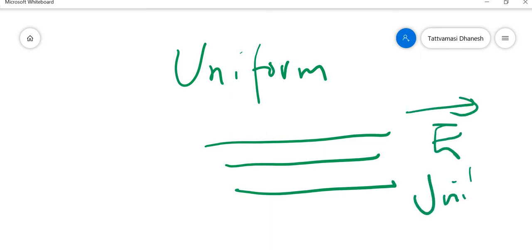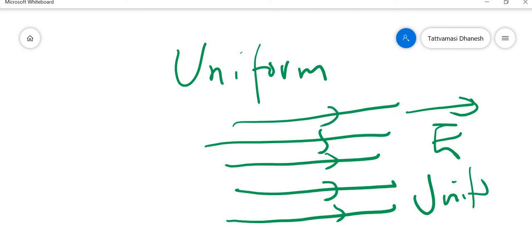This is a uniform electric field. The lines of force are parallel and equidistant. They are at equal distance. So if you keep a uniformly charged positive plate and negative plate here, you can get a uniform electric field. If the lines of force are parallel and equidistant, then the electric field is uniform. That is another important point you need to remember.